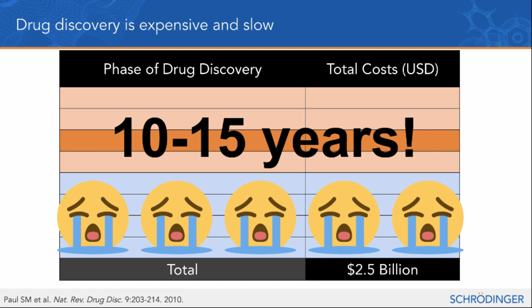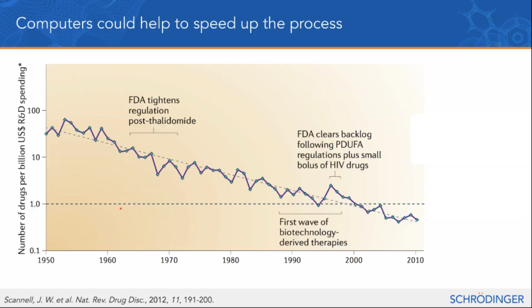So this is clearly not something that works. We need to figure out a way to dramatically cut the cost and time associated with developing new medicines, because people are sick today. They can't wait 10 years or 15 years, and $2.5 billion is a whole lot of money.